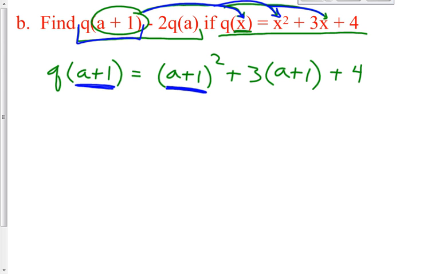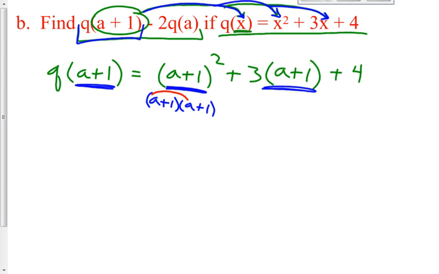We're putting it into this x right here, which is where we got this a plus 1. Hopefully that all makes sense. Now let's evaluate the right side. A plus 1 squared. Remember how this is the same thing as a plus 1 times a plus 1. Make sure that you FOIL this part.